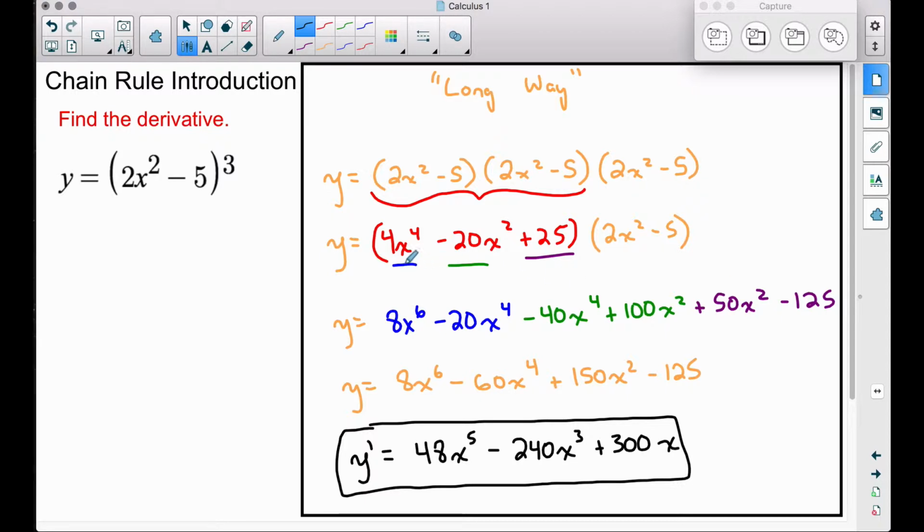Basically, I've underlined in blue 4x to the fourth times 2x squared is the 8x to the sixth. 4x to the fourth times the negative 5 is negative 20x to the fourth. Then I moved on to this green one with the negative 20, doing the same thing right here, and the same for the 25. Then finally, we combine like terms, and now we have a polynomial that we can find the derivative of. This is the long way. Heaven forbid you had a 2x squared minus 5 to the 10th power. Who in the world would want to do this? Not me. So we got to have a faster way to get this same derivative here.